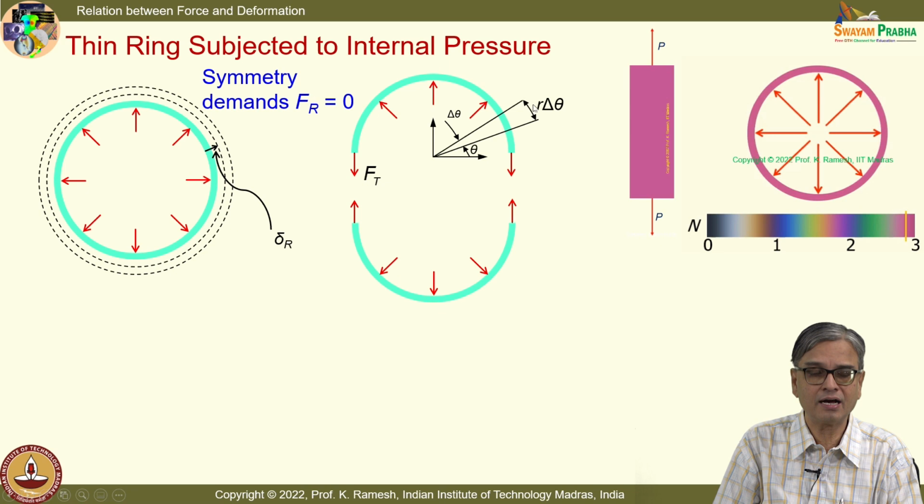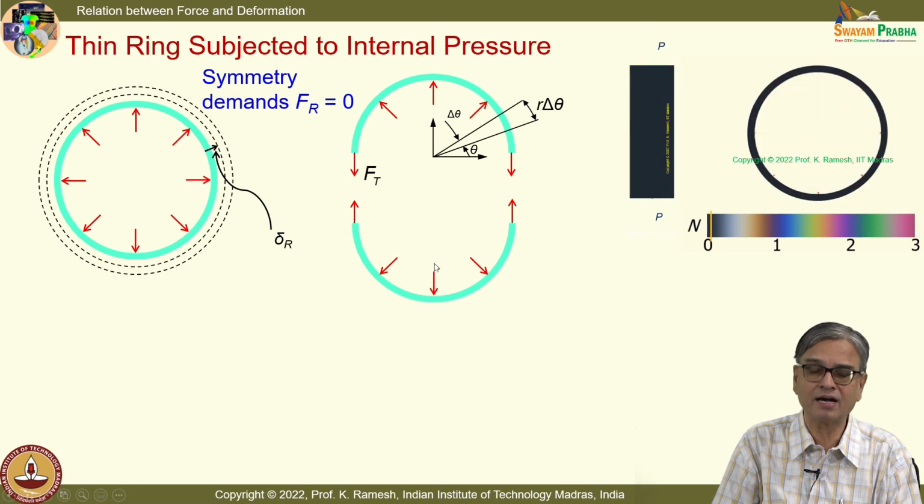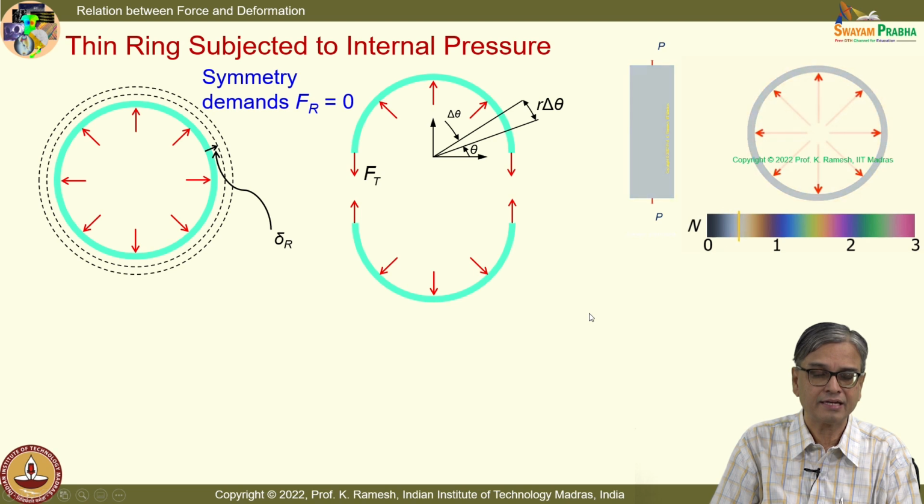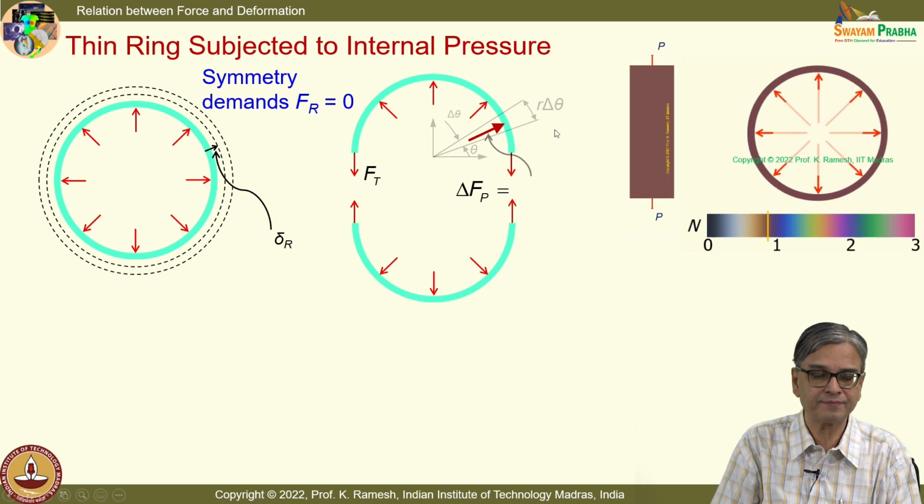So, this is r delta theta, which gives this arc length, and we have also taken a thin ring of width b. I have a force represented here. I call this delta Fp. You have to write what is delta Fp.